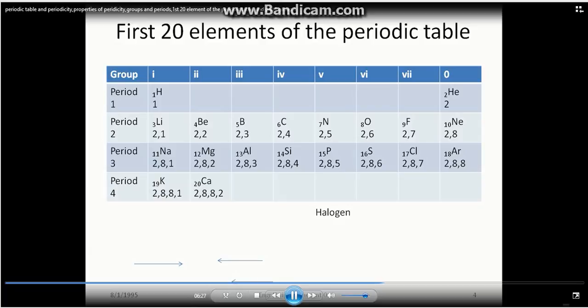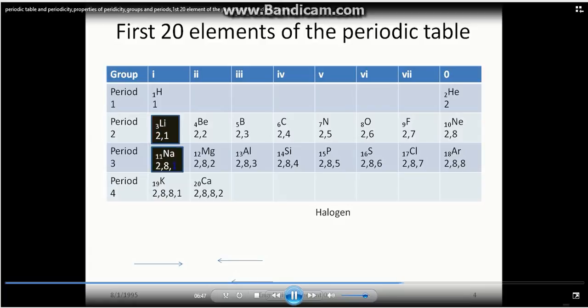Group 1 period 4 we have potassium. Group 2 period 4 we have calcium.